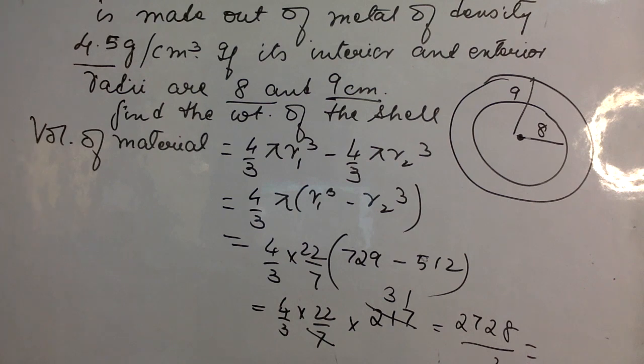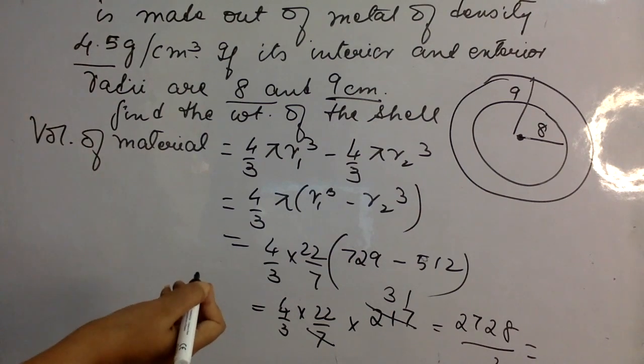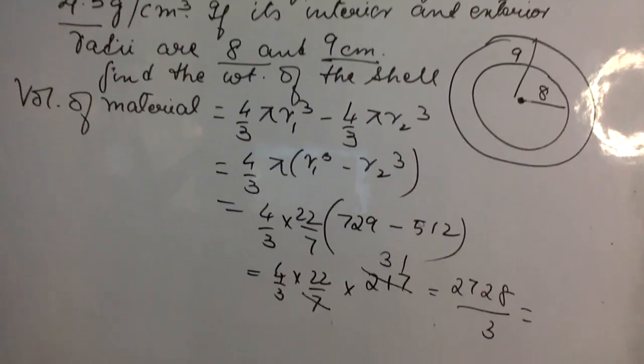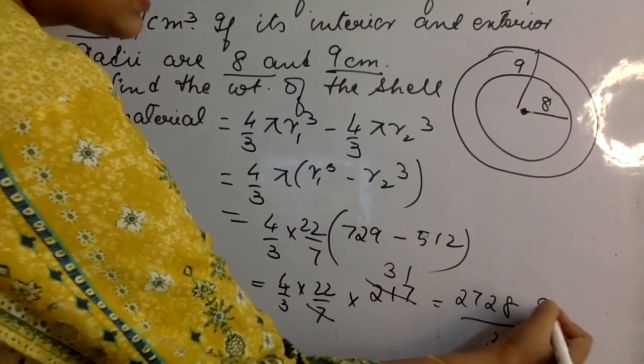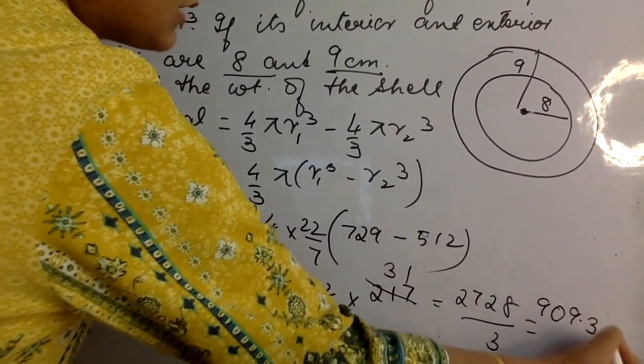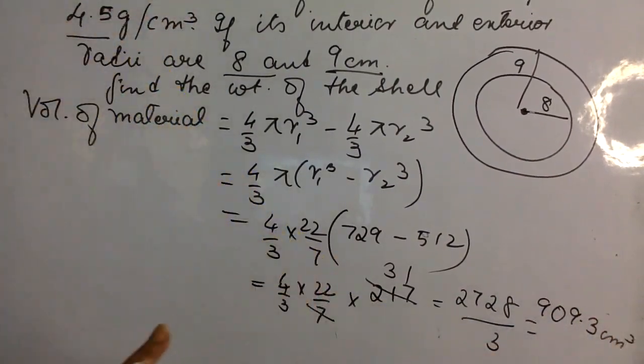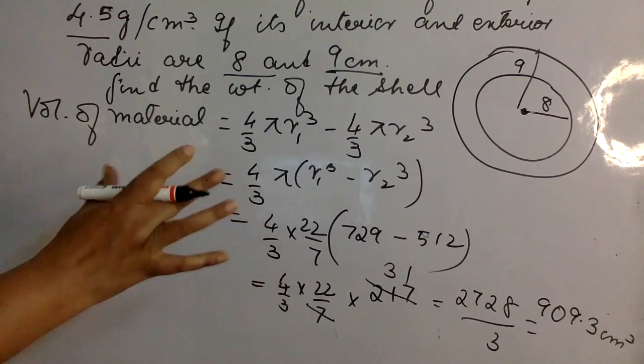So how much do we get here? We get 909.3. Okay, so on dividing this we get 909.3 centimeter cubes. That is the volume. So that is the volume of material that is required in making this shell.